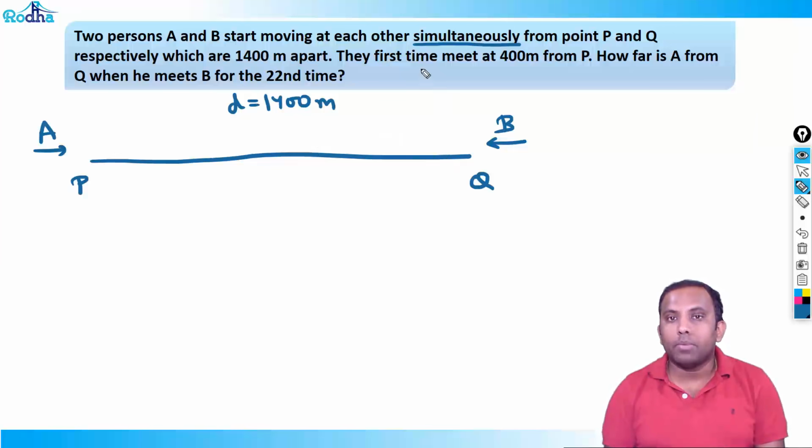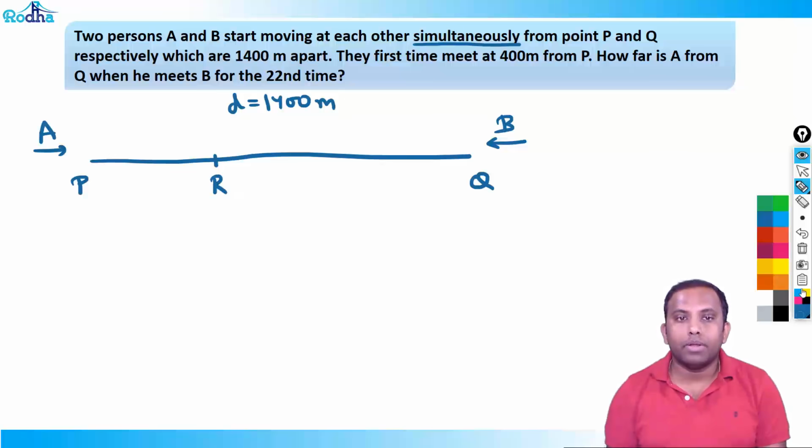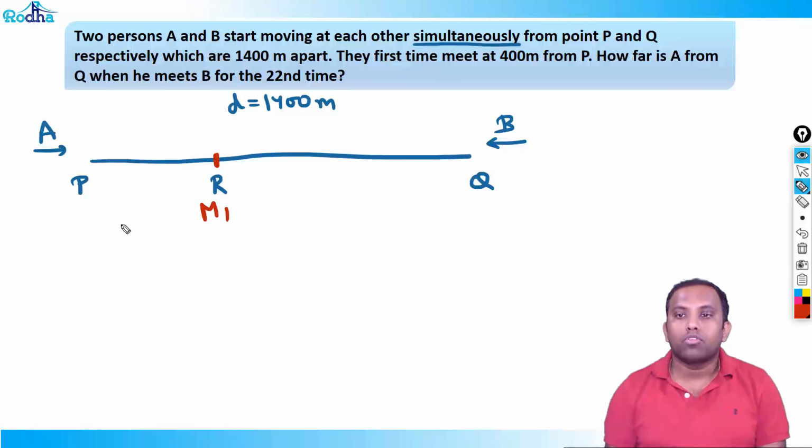They meet the first time at 400 meters from P. So 400 meters from P they met. Fine. So let's put this distance as 400 meters here. Make this point R, and this is their first meeting point, M1. So what is the distance traveled? The whole distance is 1400 meters and they met at 400 meters from P. That means this distance is 400 meters, so this distance would be 1000 meters.